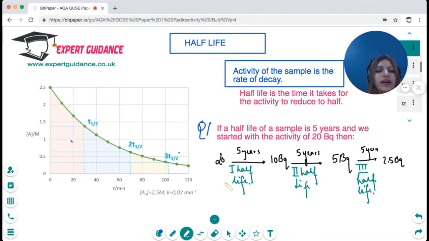In another 5 years, it will be 5 BQ. And in another 5 years, here it will be 2.5 BQ. That is, in 15 years, from 20 BQ, it becomes 2.5 BQ.